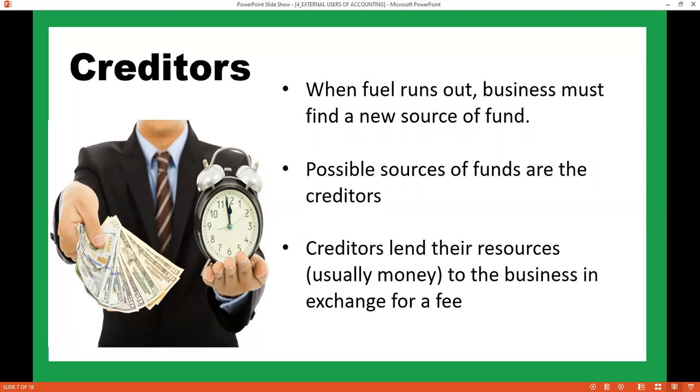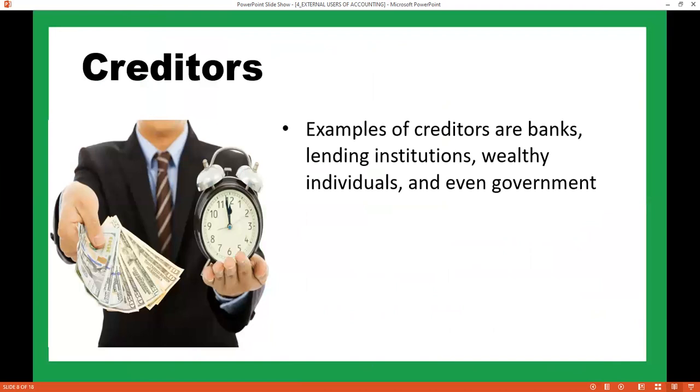Whenever creditors lend their money to the businesses, they will earn from the interest fee charged for lending their resources. So ibig sabihin, may interest rate kapag nagpapahiram sila sa business. That is their income. Okay? Kapag nagpapahiram sila ng pera sa business or ng resources sa business, that's how the creditors earn money or income. Examples of creditors are the banks, lending institutions, wealthy individuals, and even government.